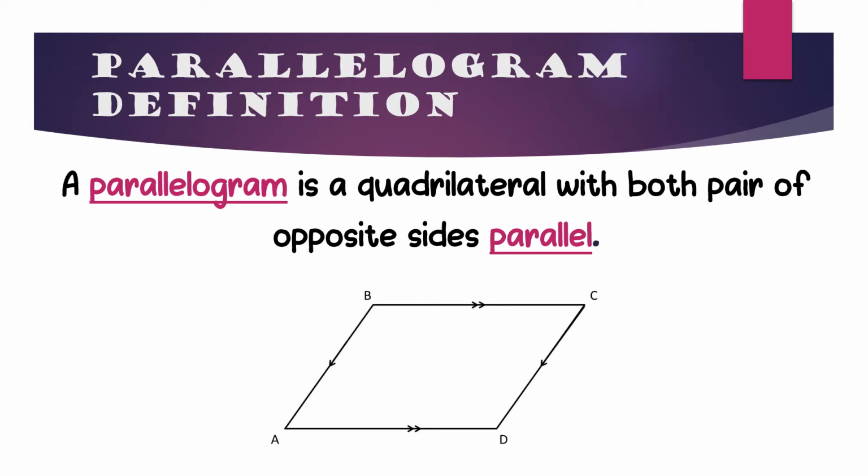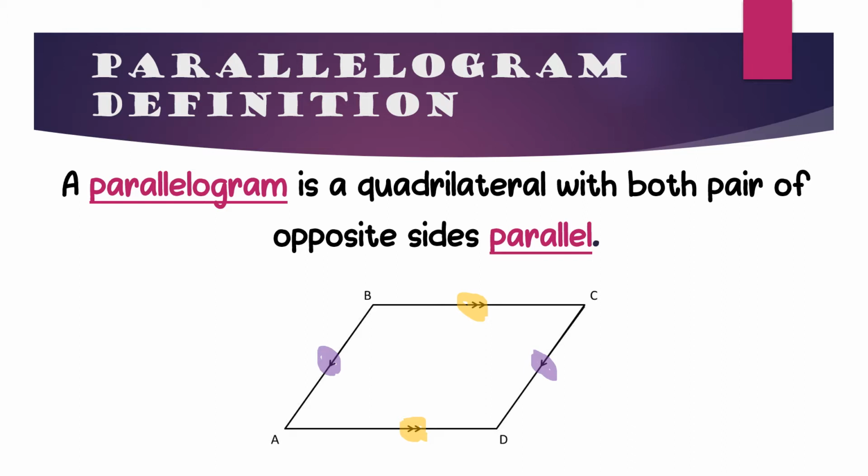So what is a parallelogram? By definition, a parallelogram is a quadrilateral with both pairs of opposite sides parallel. So you can see in this picture that we know that AB and CD are parallel because they have that same mark. And likewise, BC and AD are parallel. Okay, so that is the definition of a parallelogram. Quadrilateral, which means four sides, opposite sides are parallel.